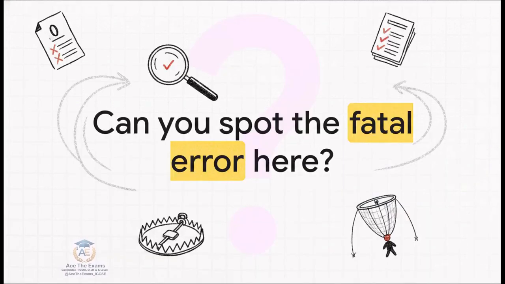Look at this. Can you spot the fatal error here? It's a tiny, almost invisible mistake in a typical student answer. It's a trap, and it destroys your grade boundary before you even realize what hit you. You know, most students walk out of the exam hall thinking they absolutely nailed this, only to see a 0 next to their answer. Let's see if you can catch it.